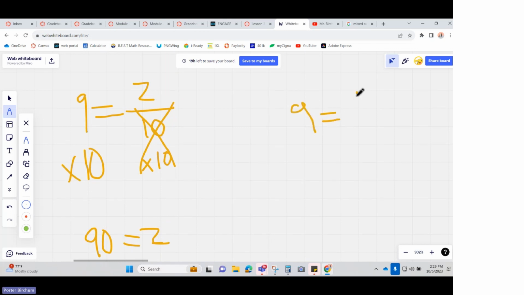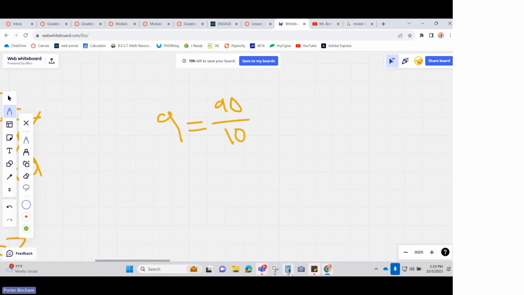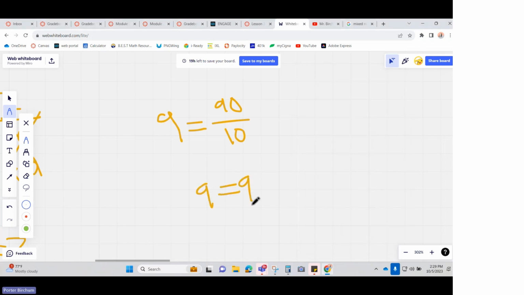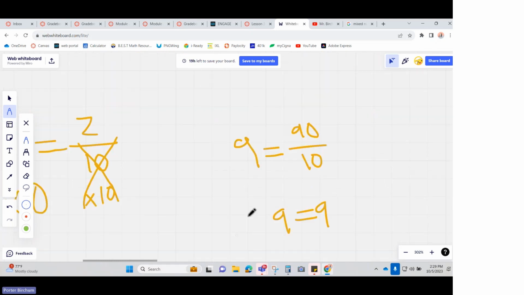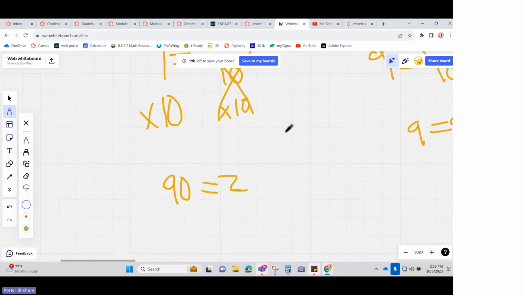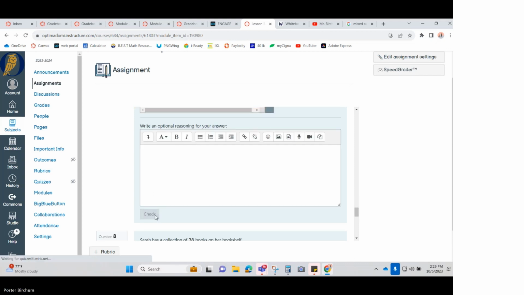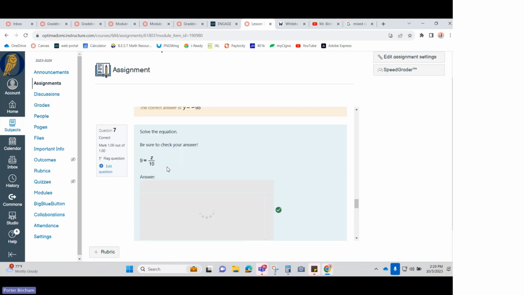9 equals 90 divided by 10, does it? What's 90 divided by 10? Calculator. Divided by 10. Oh, 9 equals 9. So 90 is our true answer. Z equals 90. I don't know if the computer will grade it correctly if the letter is second. So just go ahead and put it first. I'm too scared to check.